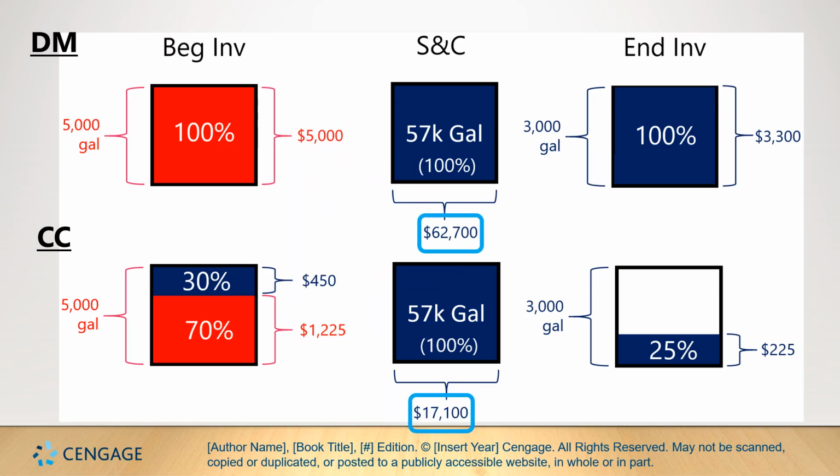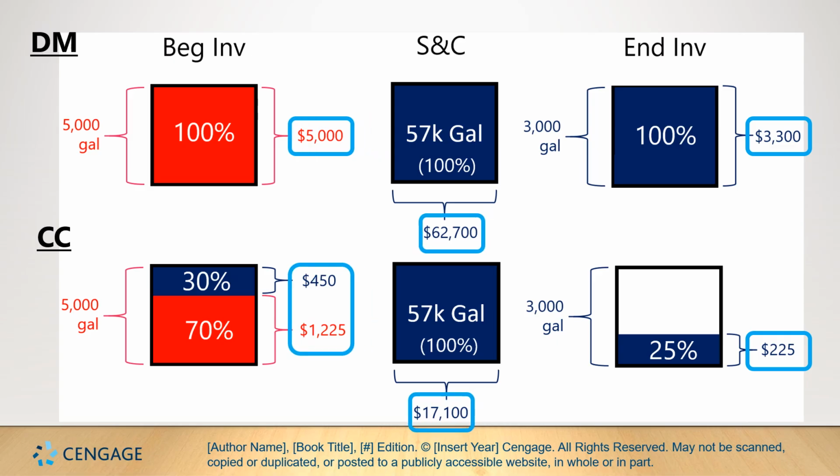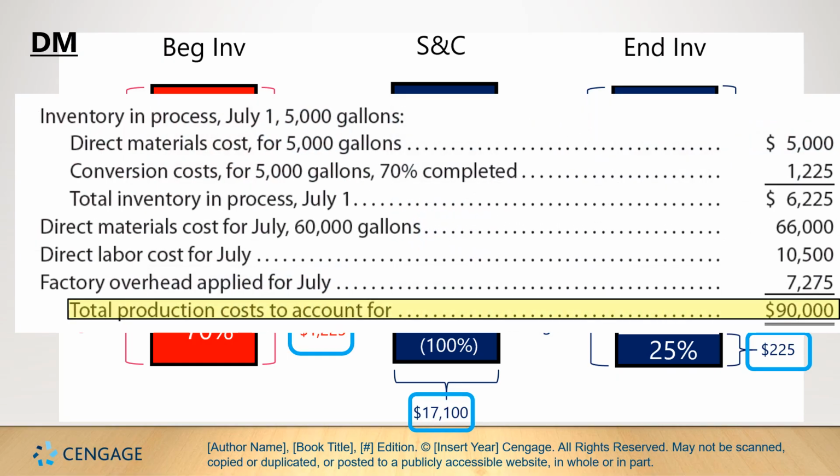For the units we started and completed during the month, we spent $62,700 in direct materials and $17,100 in conversion costs, their total cost being $79,800. For ending inventory, we spent $3,300 of direct materials and $225 of conversion costs. Sum up all our costs, and we reconcile to the total $90,000 of production costs we must account for.